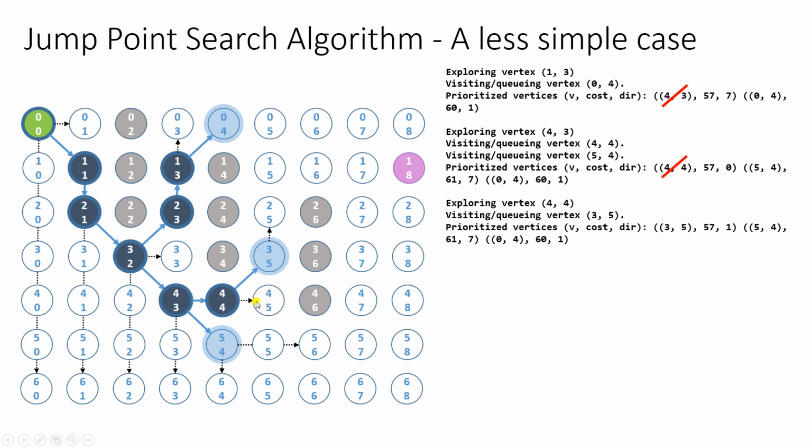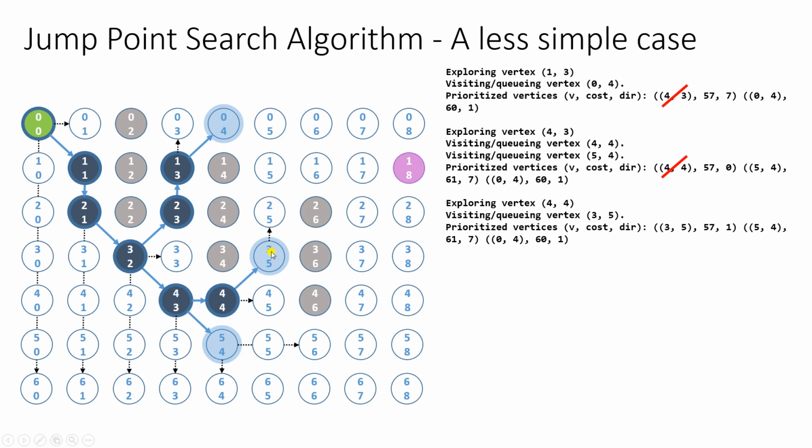It's to the right, but there's nothing here. There's only a vertex 4, 5 and an obstacle after it. So there's nothing here. But since 4, 4 is a jump point, it made a turn because it's next to an obstacle. We are turning from 4, 4 to 3, 5. And let's see why 3, 5 is a jump point. Because 2, 5 is also next to an obstacle.